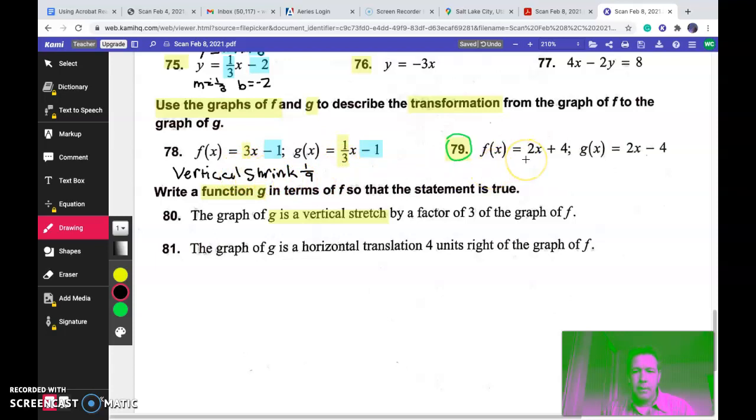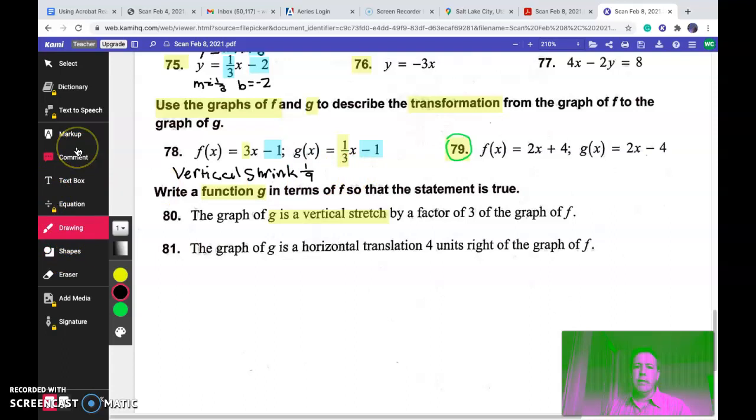The next example, take a look at it. What type of transformation is it? Again, look in your book chapter for it. Pause the video, then answer problem 79, come back, and we will go over problem 80 and 81 next.